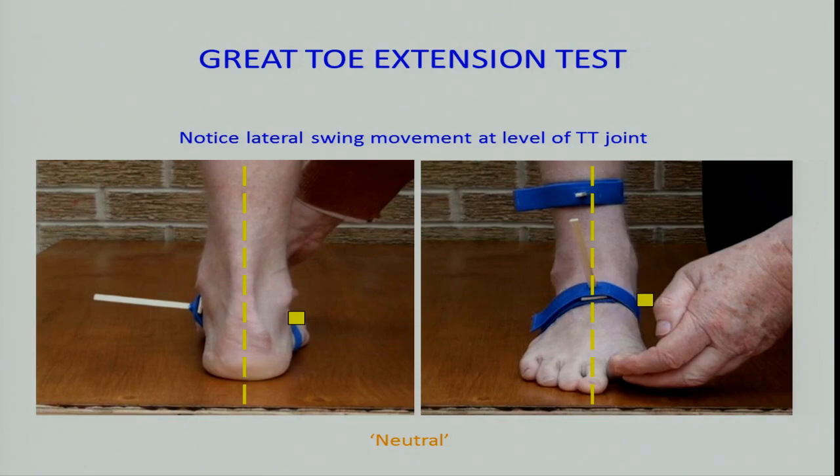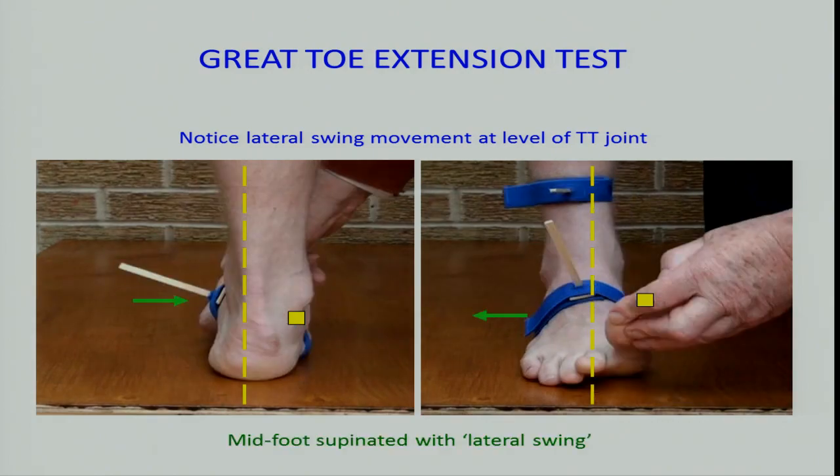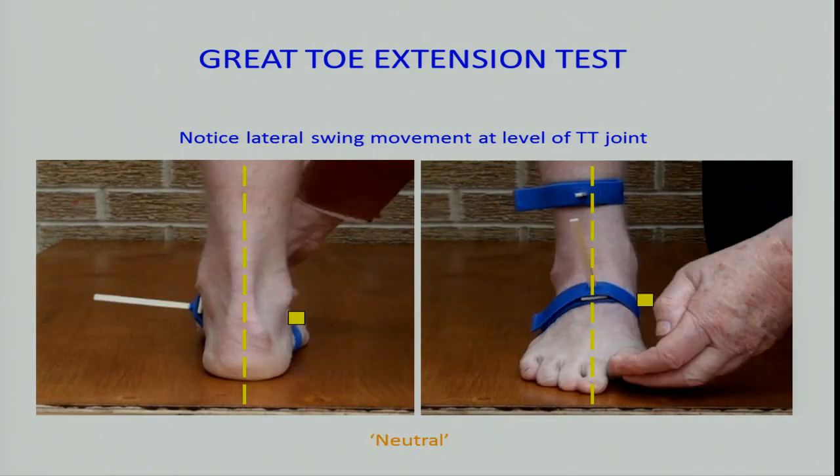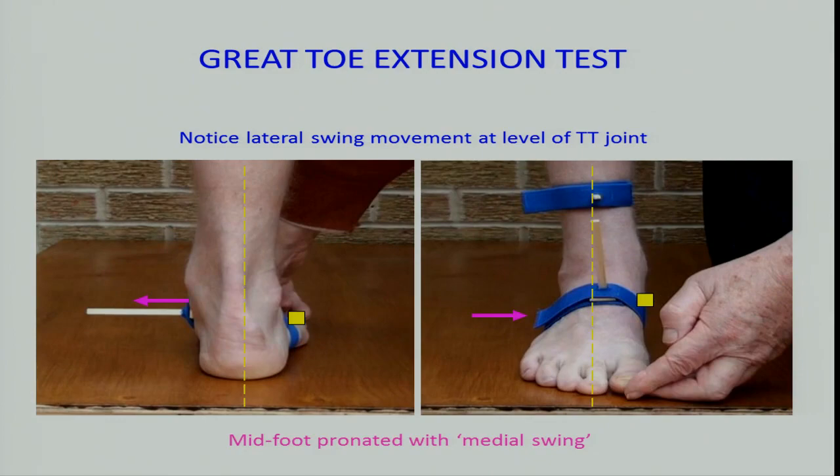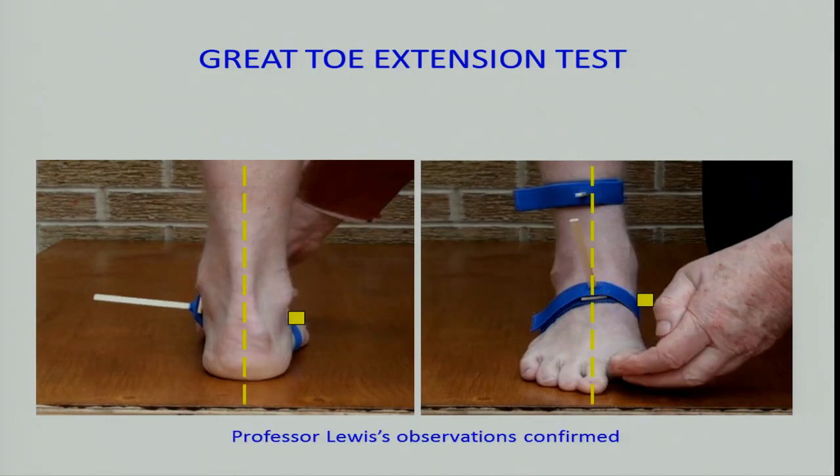These little marks are just the outer margin on one side and the inner margin of the midfoot to show how much lateral swing there is. So really we confirm Professor Lewis's observations. There was indeed considerable lateral swing movement at the midfoot.